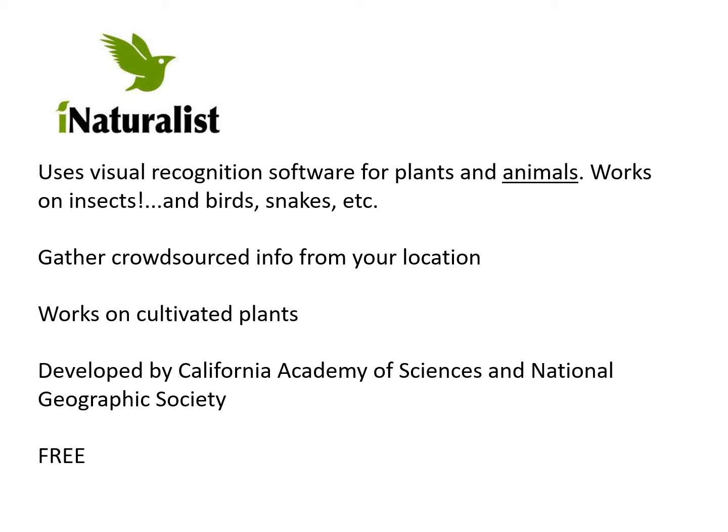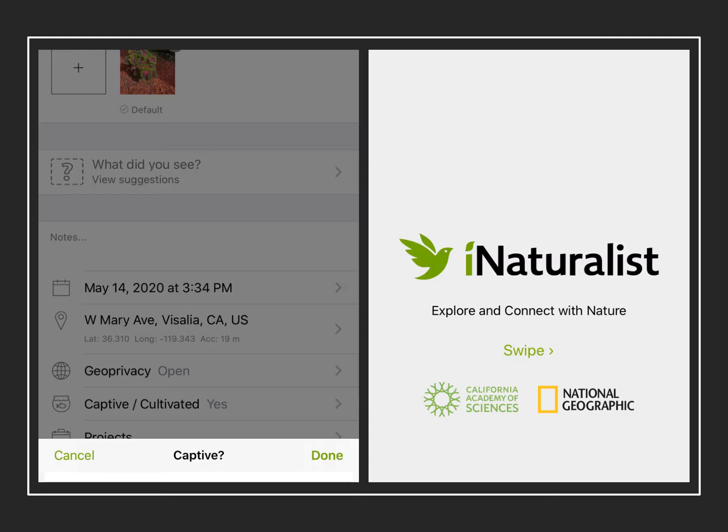This is a lot better for the West Coast, and in fact, it was partially developed by the California Academy of Sciences in conjunction with the National Geographic Society. And the best part is that it is free. One thing that I think is of value is you can tap captive, like captive versus a native plant. Almost everything that I've been looking at is captive or a cultivated plant.